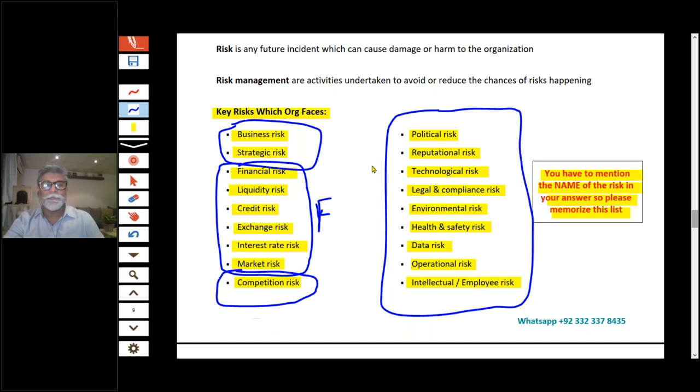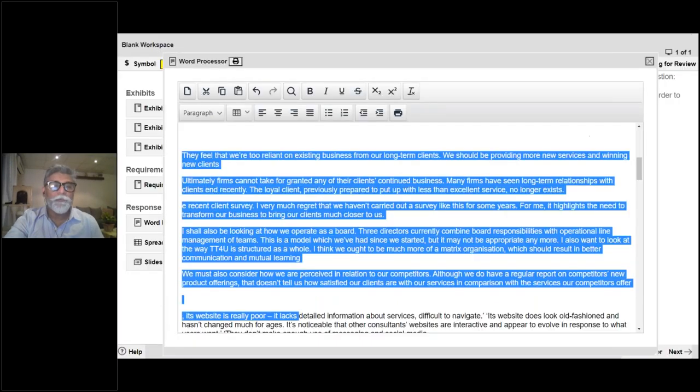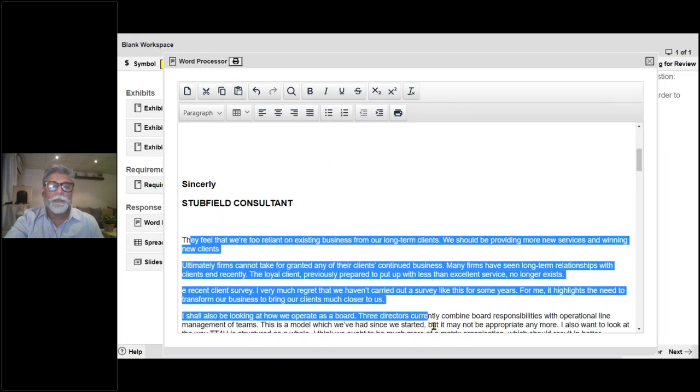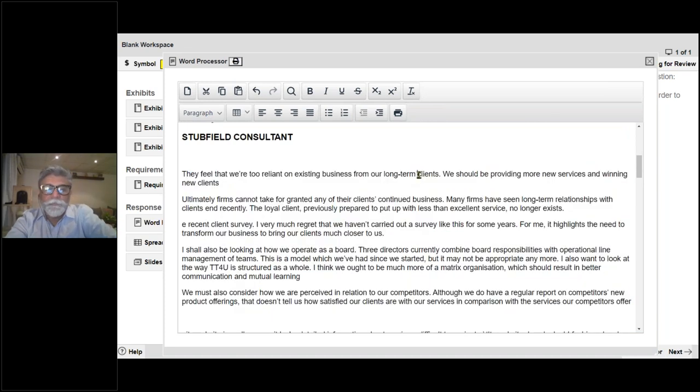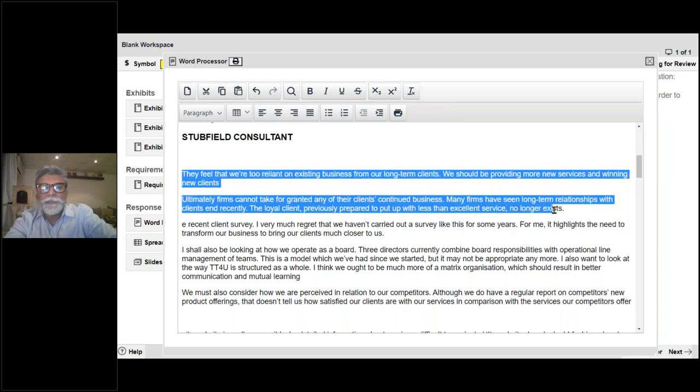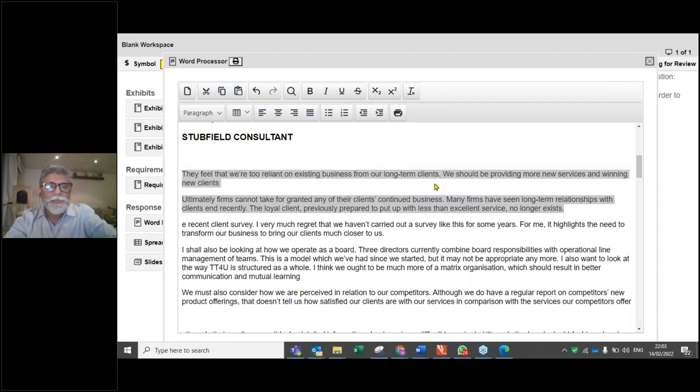So you got an idea, right? Now go back to our answer sheet. We have all this data. Now we need to first decide and put a name to this. We are too much reliant on existing business from long-term clients. Which risk is this? Is this a good strategy, that we are reliant on existing business from our long-term clients? We are not looking into new customers, new products. That's a bad strategy. What do you think? Bad strategy, right?